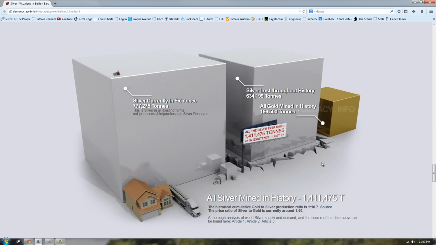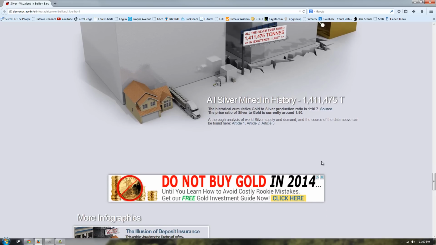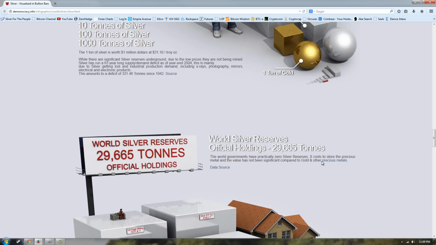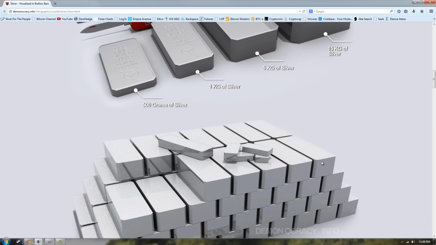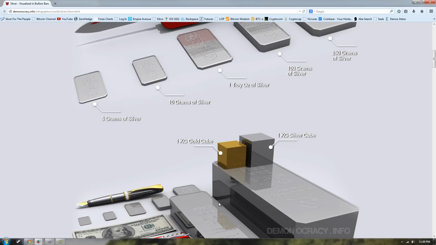Now, if that's true, and the historic ratio, we'll just choose the 16-to-1 ratio, shouldn't that ratio be cut in half? Shouldn't the gold-silver ratio be 8-to-1? So that's something to think about. I don't know whether there is 14 billion tons of silver above ground. I suspect that there is not. I suspect that there's actually far less.